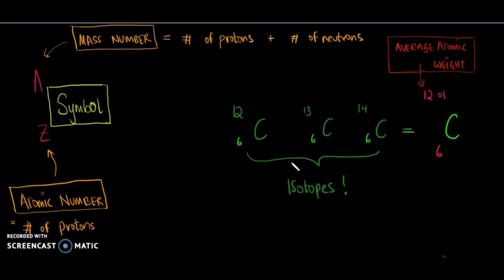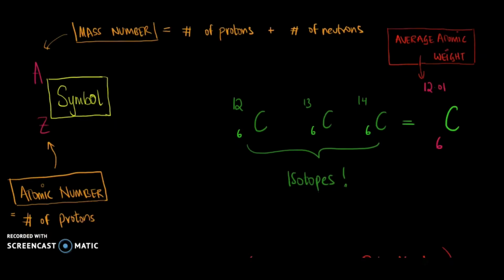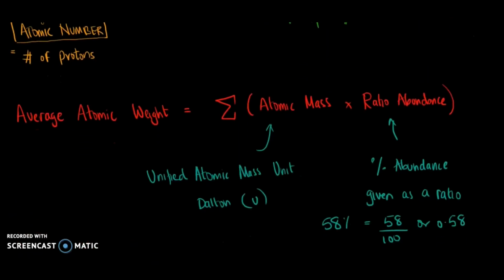When you look at carbon in the periodic table, you see that the mass number is not exactly an integer value. You have 12.01. So how can there be a fractional number of neutrons? What is going on? This number given in the periodic table is not the mass number, but the average atomic weight of the element. The average atomic weight is defined to be the weighted average of all the isotopes of that element.